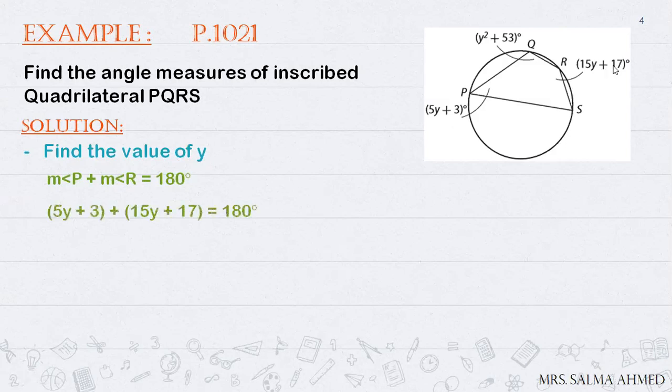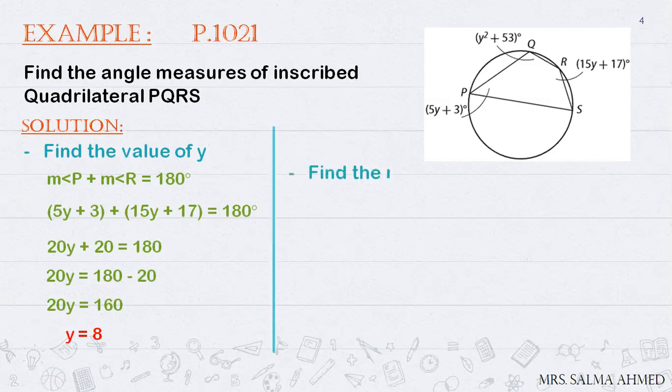Here we are. I'm going to combine like terms: 5y plus 15y gives me 20y, and 3 plus 17 gives me 20, equals 180. Then I'm going to move the 20 to the other side with the opposite sign, so 20y equals 180 minus 20. So 20y gives me 160. I'm going to divide by 20 to get y, so y equals 8.